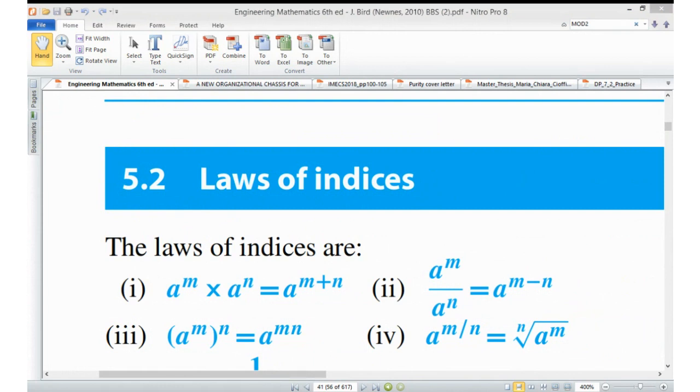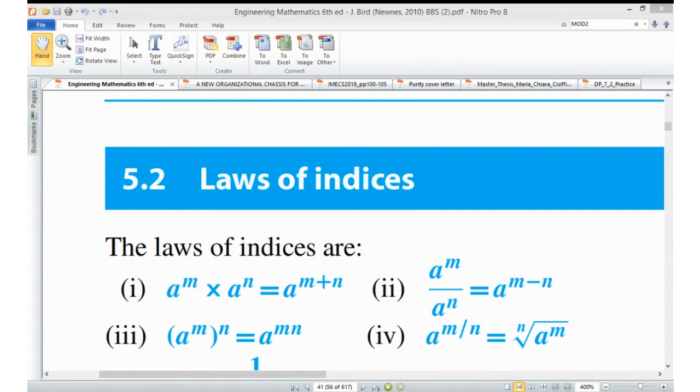Number 2 is division and subtraction. So how does division change to subtraction? If 2 terms are being divided, fortunately, they share the same base.